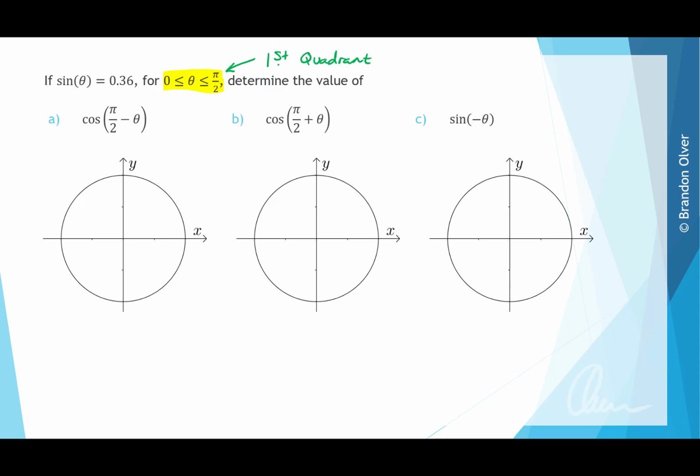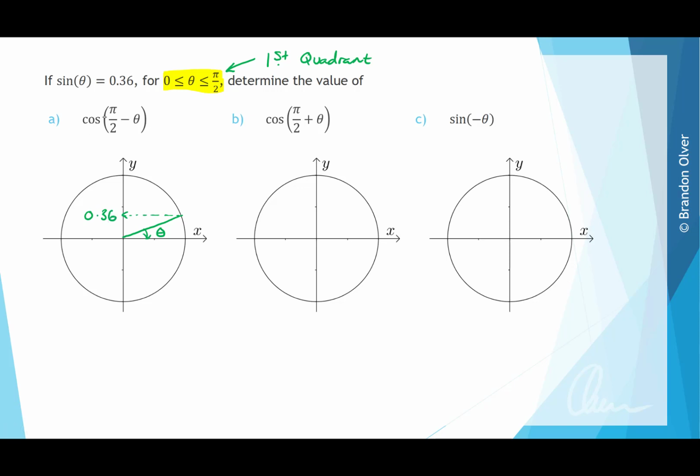So if we have sine equal to 0.36, that's somewhere about here. So we come back and we create an angle in the first quadrant, and this angle here is our value of theta. So sine of theta, what's read off the y-axis, is 0.36.